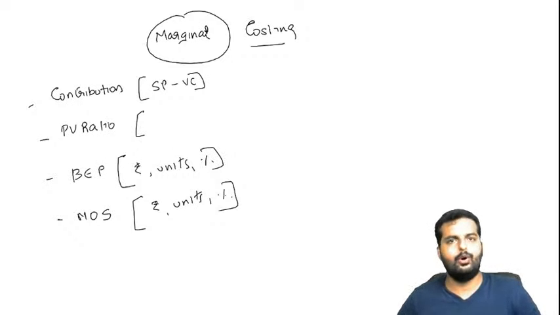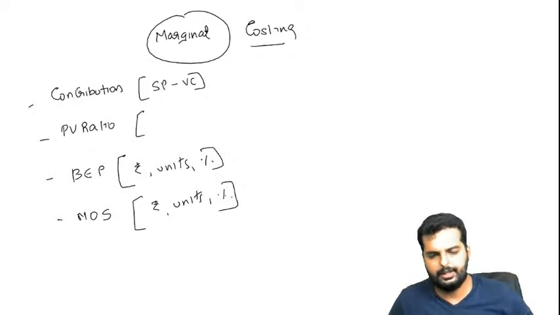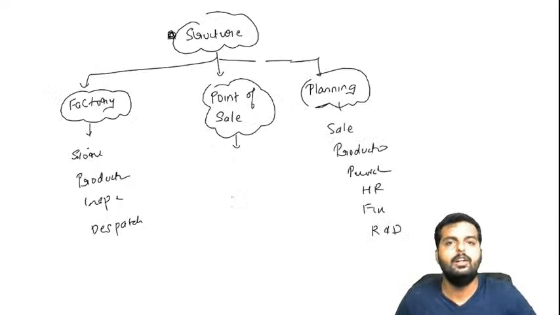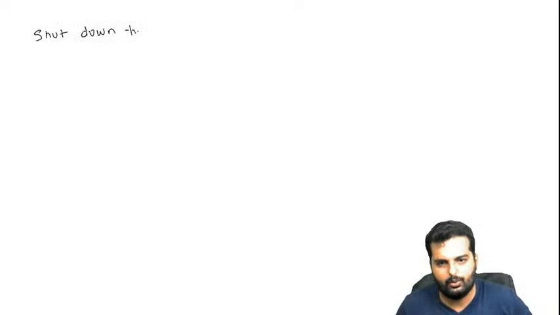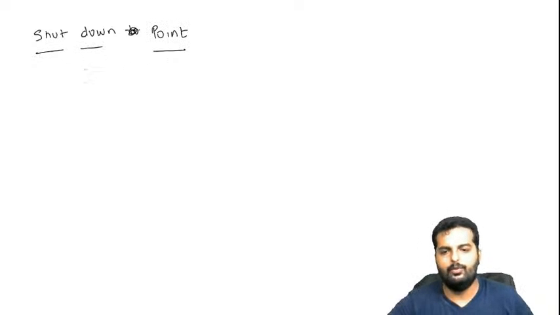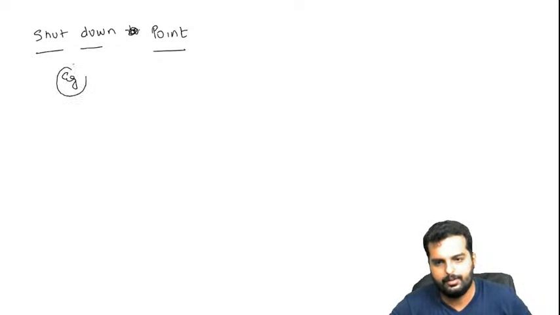Alright friends, I believe you are all clear with the concepts of contribution, PV ratio, break-even point, margin of safety, and all these things that we learned in the previous class. Today, let us go to the next point called as shutdown point. Okay. I'll give you a very simple example for this first.